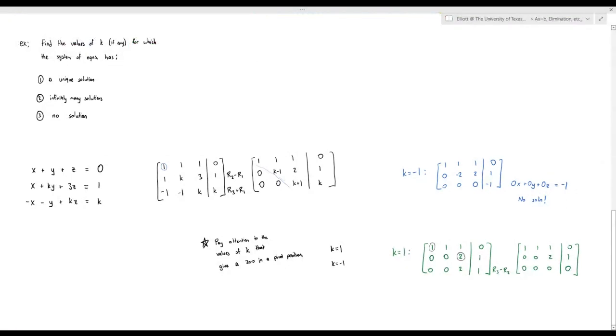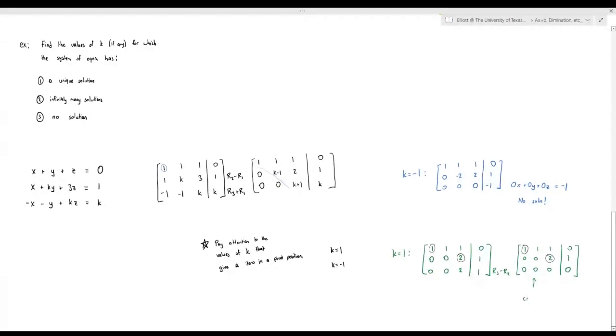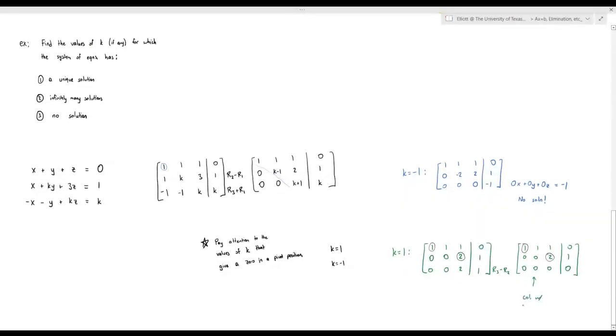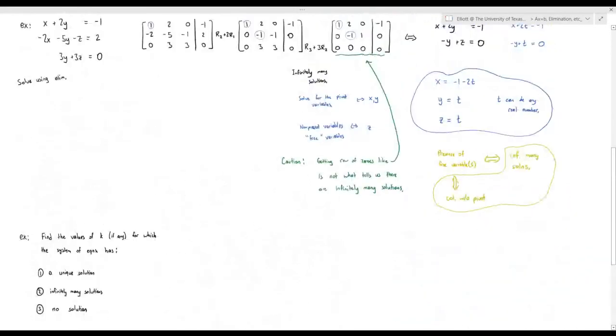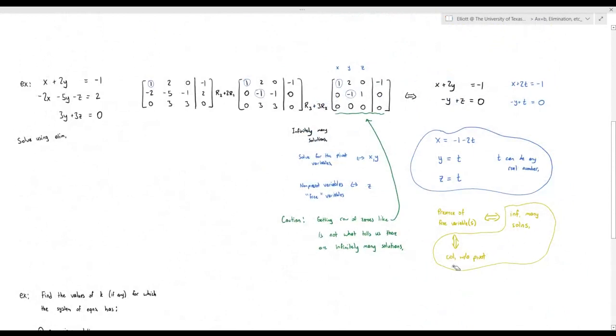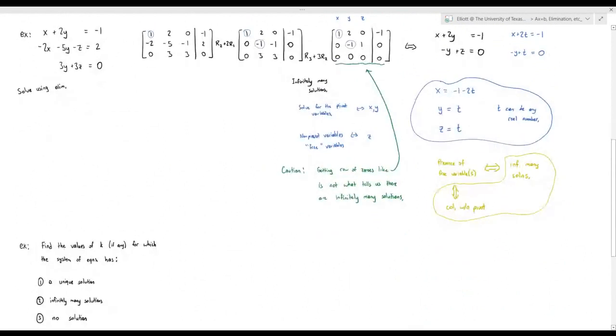So this time we don't have 0 equals something non-zero. So it's not no solution, but we do have the case where one of our columns is missing a pivot. As I was saying earlier, a column without a pivot is what tells you that you have infinitely many solutions.